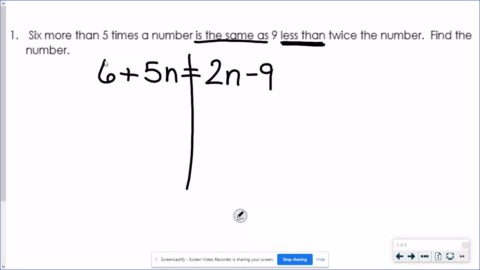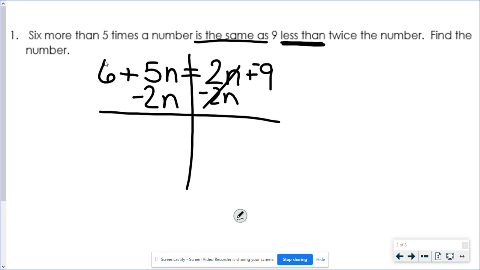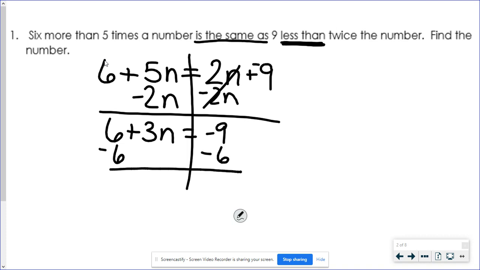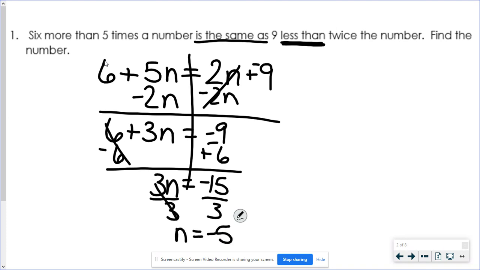So again, you guys should be good at solving these equations. I'm going to do a keep, change right there, but I'm going to subtract the 2n because it's smaller. And it would help if I would line it up where it's supposed to go, wouldn't it? So let's subtract the 2n here. So I have 6 plus 3n equals negative 9. And then I would subtract the positive 6 to get rid of it. And I get 3n equals negative 15 and divide by 3. So I will have that n is negative 5.